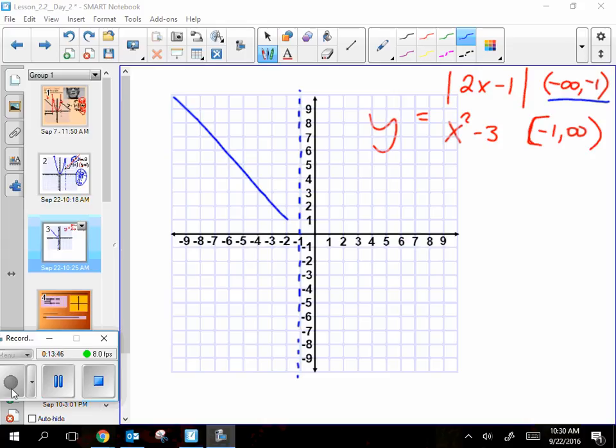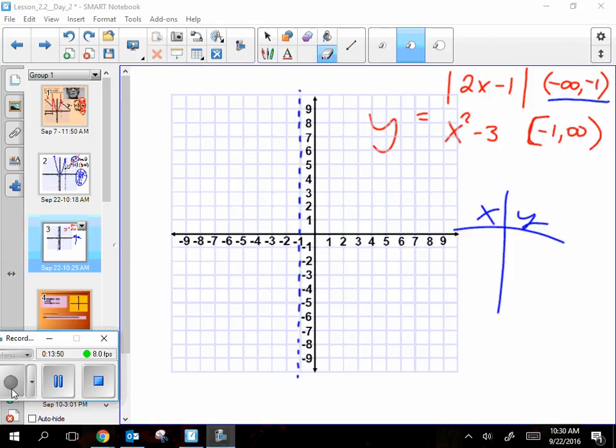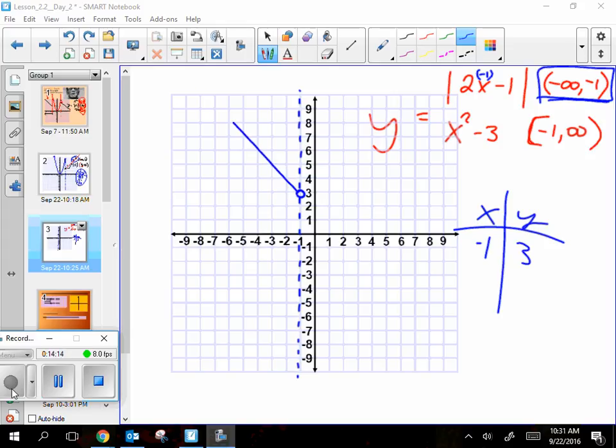XY chart. X, Y. Then I'm going to stick in some numbers for X. Now think about this. This tells me what the numbers for X can be. Even though I can't be negative 1, I'm going to stick in negative 1 because then I'll put an empty circle right there. That'll be a good place to start this one. I put in a negative 1 right here. I get negative 2 minus 1 makes negative 3. Absolute value of that is 3. Negative 1 comma 3. I could put an empty circle right there, and my graph's going to look something like that. All right, good.